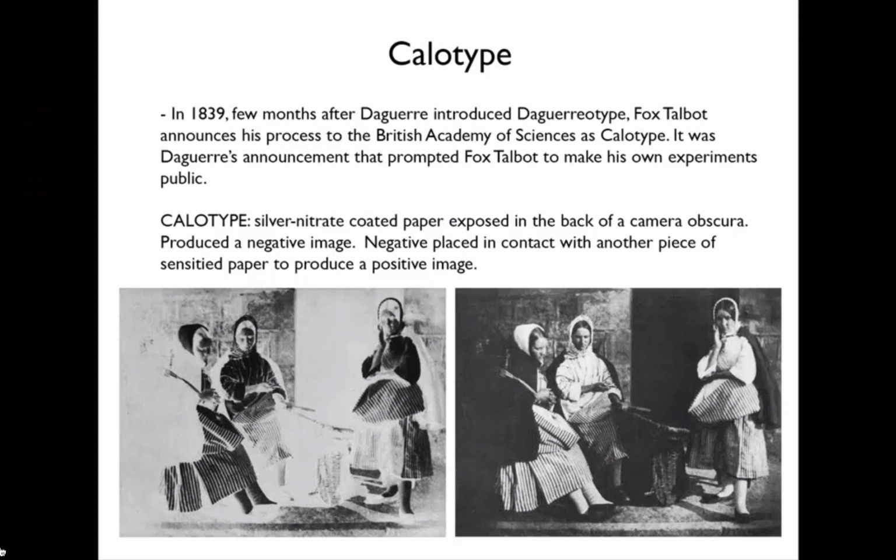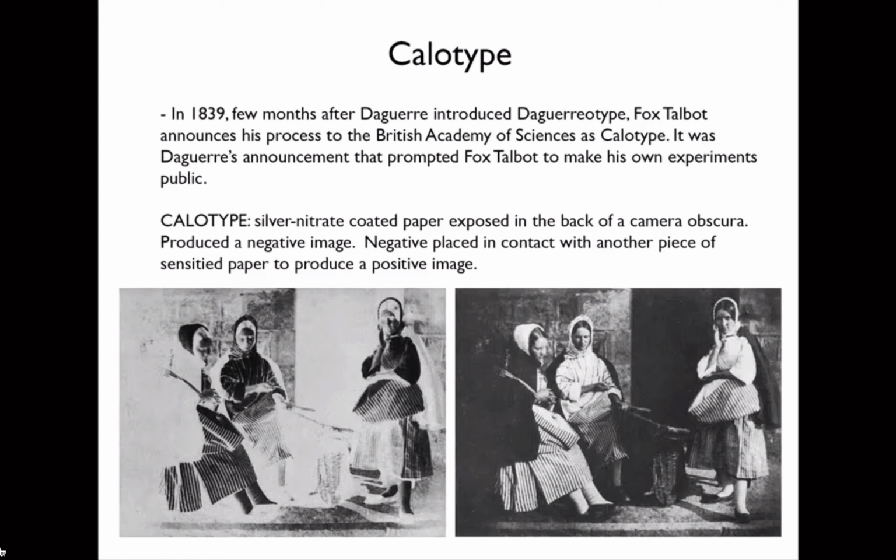Now, in 1839, a few months after Daguerre announced the Daguerreotype, Fox Talbot announced his process to the British Academy of Scientists as Calotype. And it was Daguerre's announcement that prompted Fox Talbot to make his own experiments public, even though he had worked on them and knew of the process for a while. However, because he was not commercially driven like Daguerre, it was not his primary goal to announce the process. He was pretty much just doing it for himself.